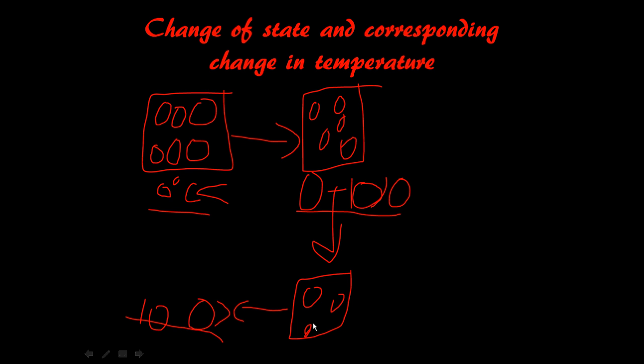Now what happens is, when you compress steam, these particles lose energy, and because of which the temperature goes down. Again, when you compress liquid, again these particles lose energy. And they get very close to each other since they have very less energy, and they form ice.